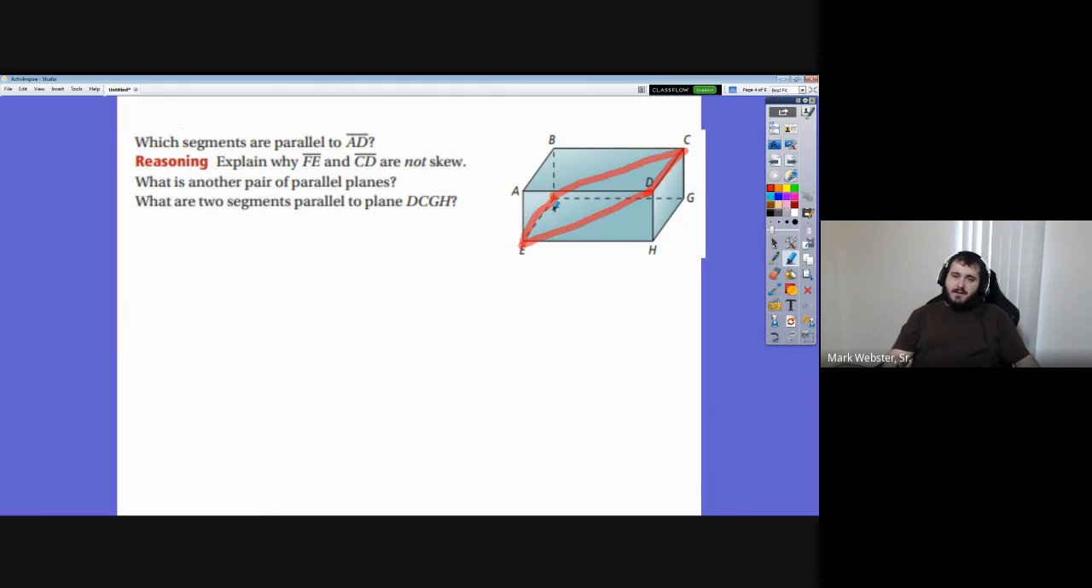But you get a rectangle, and you know that's the shape of a plane. So we can't have these be skew because they're on the same plane as each other. What's another pair of parallel planes? Well, which ones did we do beforehand? I think we did the left one, the right one, and the top one, the bottom one. Well, that leaves one more pair, right? The front one and the back one.